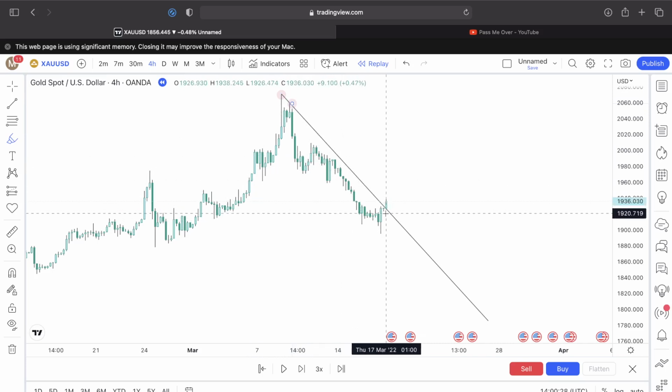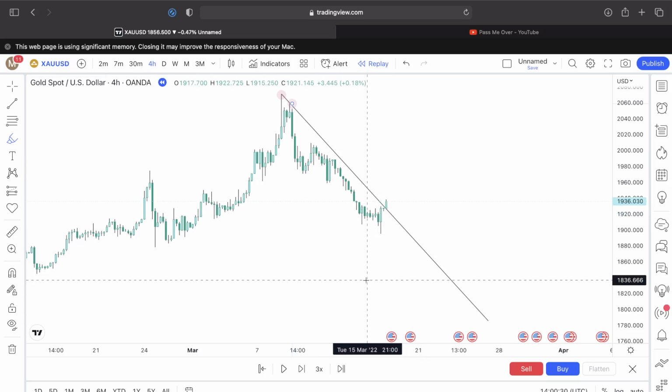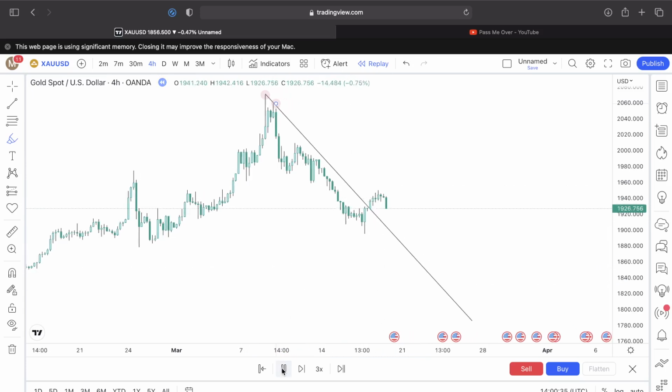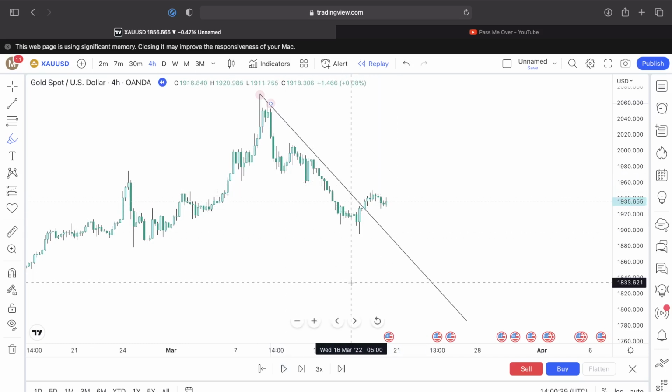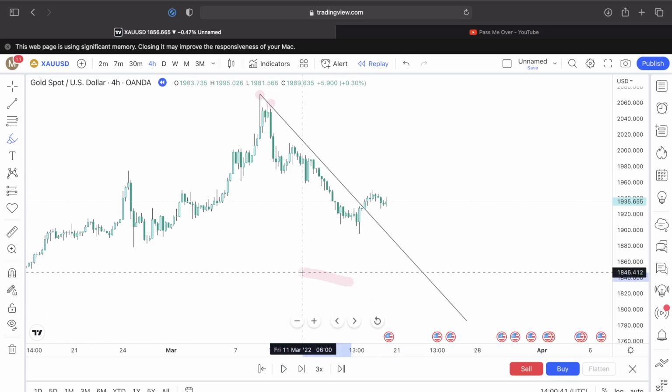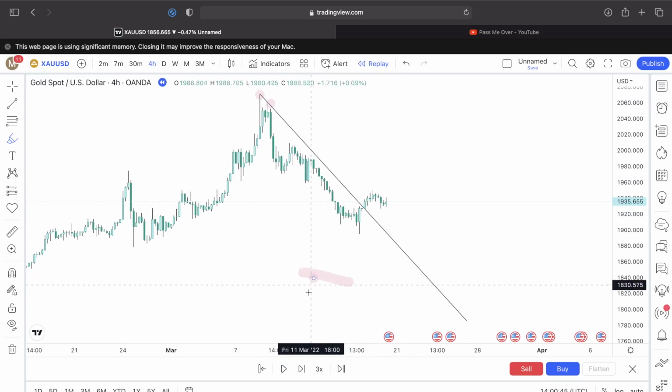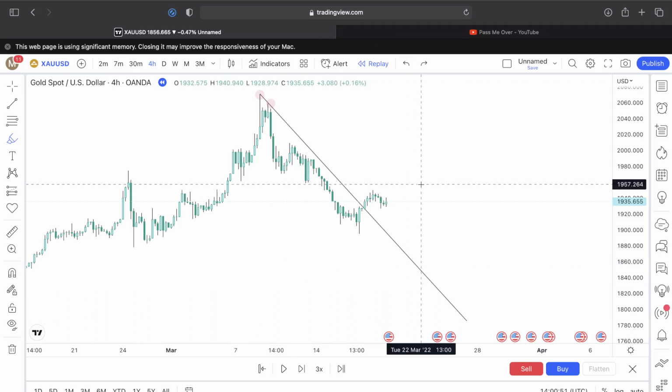So now we know we have our first touch and our first break. Okay, let's see what's happened there. Next, boom, it broke. Now that it has been broken, what do we need to do? Now we need to adjust our trend line because the trend has been broken.